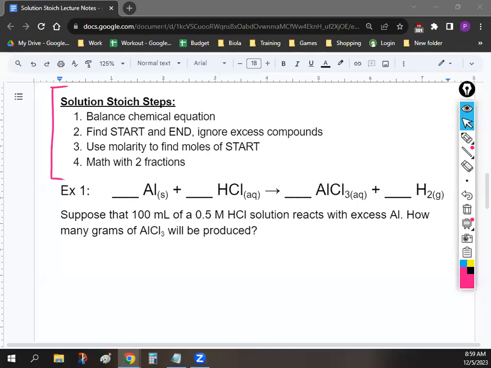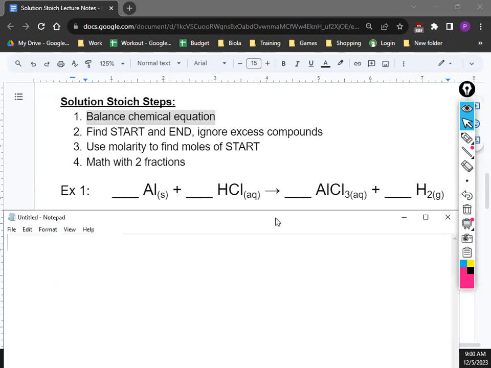All right, so when we do these solution stoichiometry problems, if you guys notice, the steps are pretty similar to what we did for regular stoichiometry. The first step is to balance. So let's get started with balancing this equation. If we start the balancing, we want to count all the elements on the left side and the right side of the arrow for this equation.